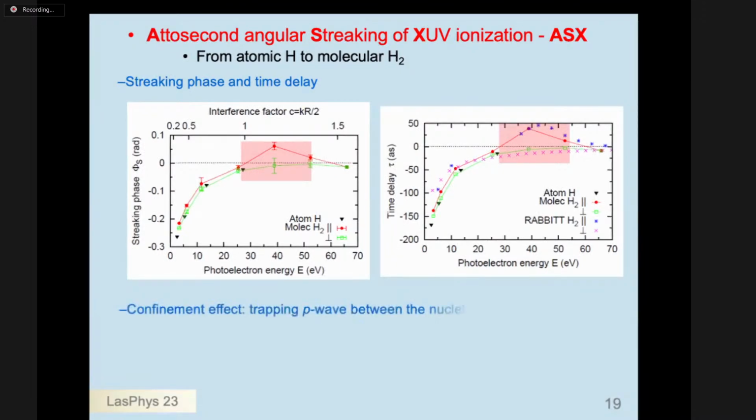And this effect can be attributed to the confinement trapping of the P wave between the nuclei, where this interference product approaches 1 unit of pi, and it's a very well documented effect.